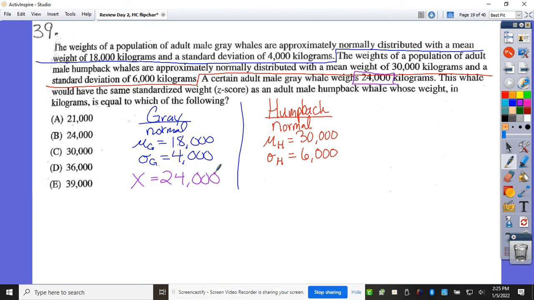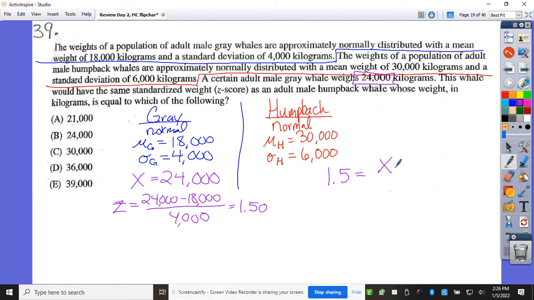Now, I guess I'll work through the whole problem first. Can I find a z-score with this one? So what would I type in as my z-score? 24K minus 18K over 4K. What is 24 minus 18? 6K. What's 6 divided by 4? 1.5. So I now have a z-score here. I want to now see what value that would be if it were a humpback whale with the same z-score.